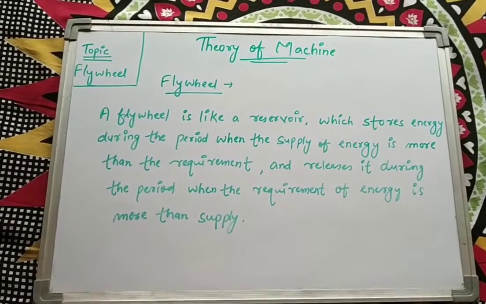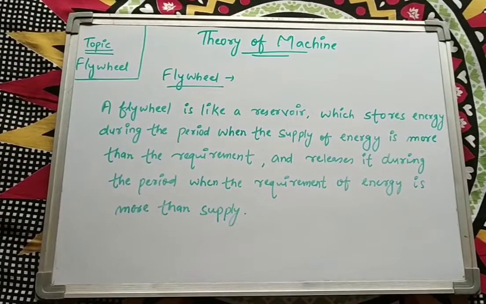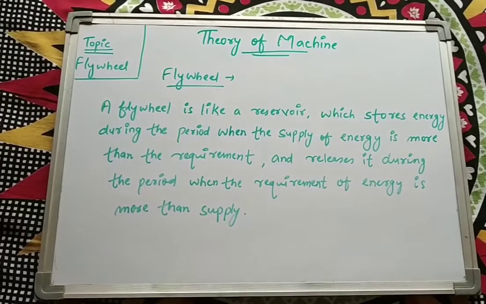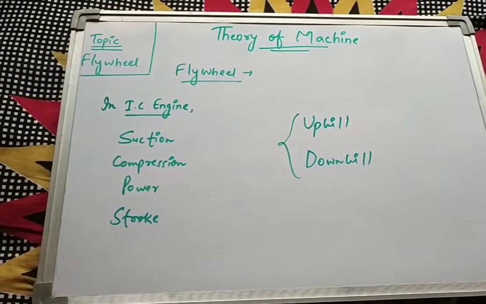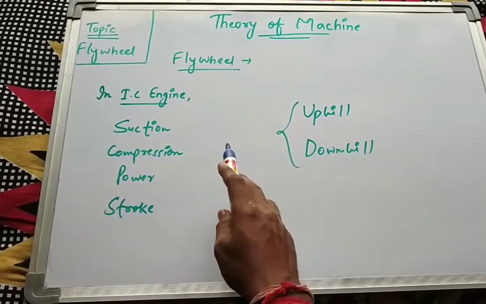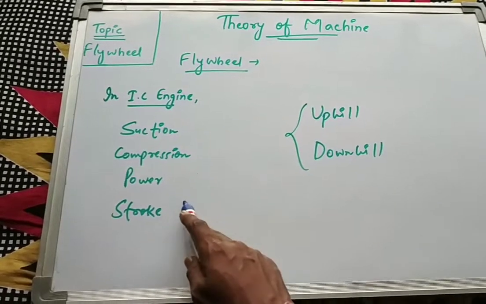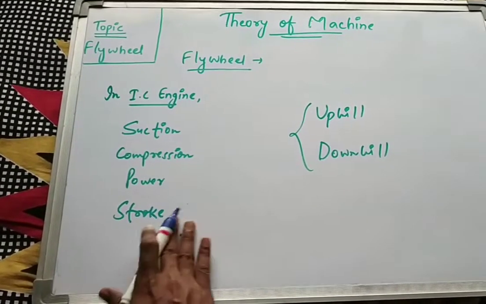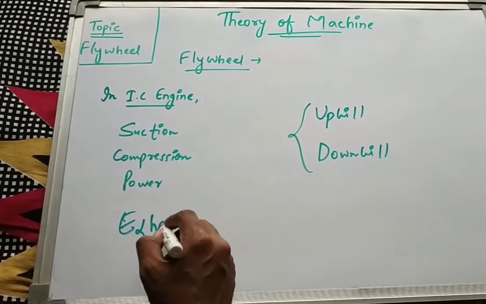This is in simple terms. We can also understand the flywheel through a practical example. Let me provide that so that you can understand well what is flywheel. Let us take a practical example for flywheel. We all know that in an IC engine we have four processes, that is suction, compression, power and exhaust. So this last one will be the exhaust stroke.